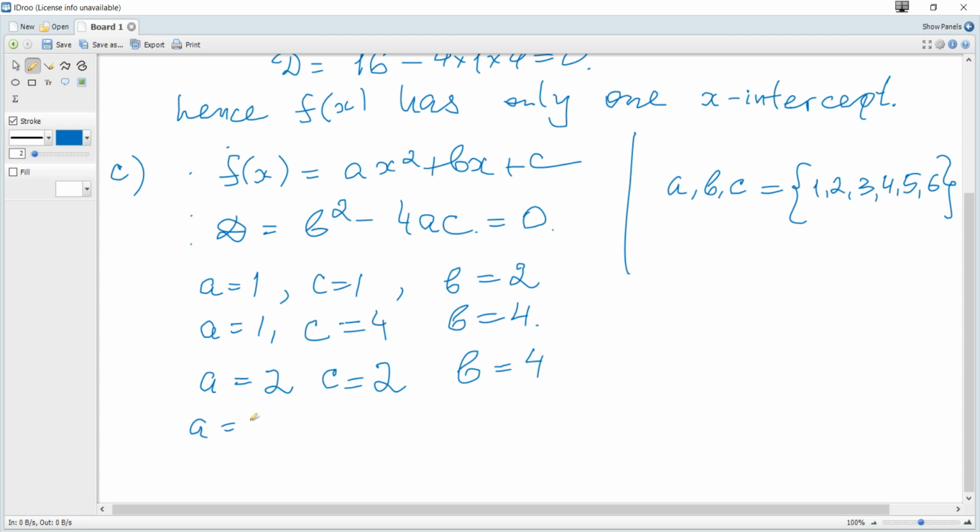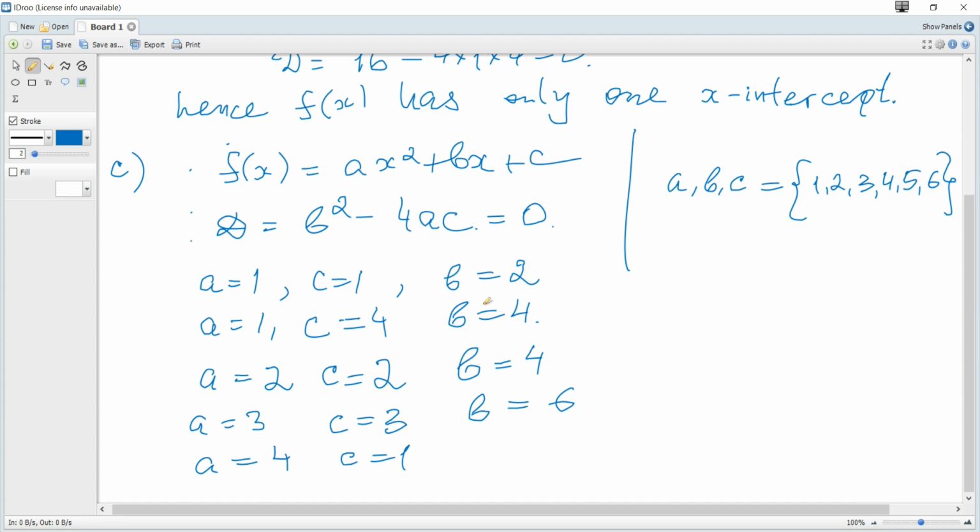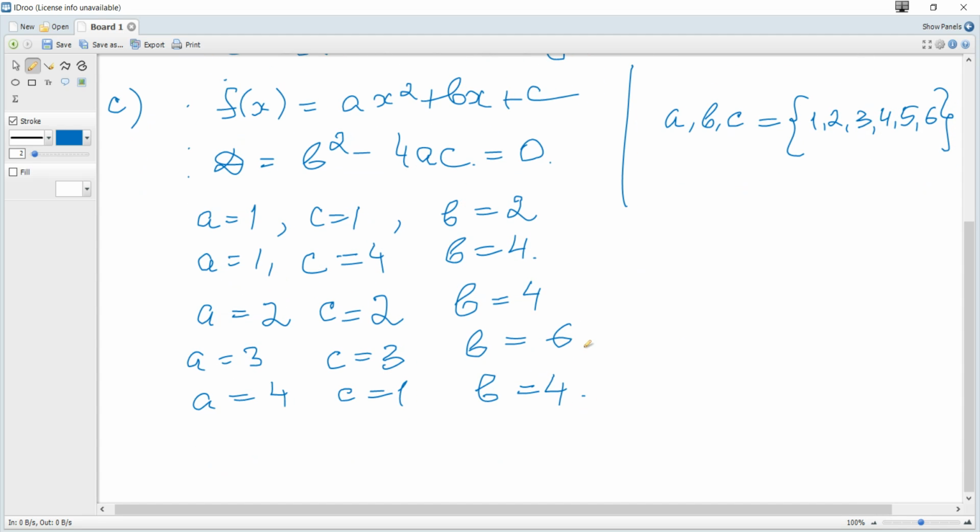And when A is 3, C is also 3, so it becomes 9 times 4, or 36, and B is 6. And when A is 4 and C is 1, because two possibilities to get AC to be equal to 4, and B is 4 again. And you can see that there are 5 possibilities in total.